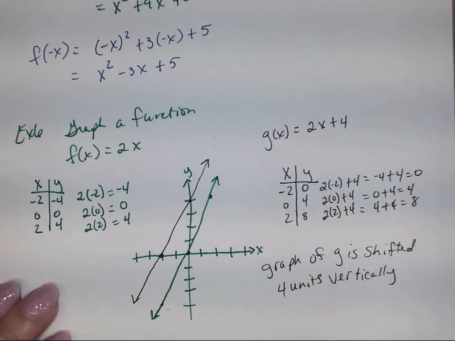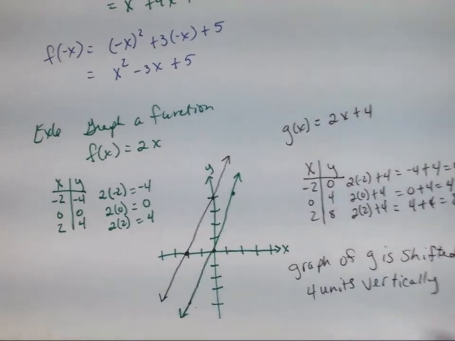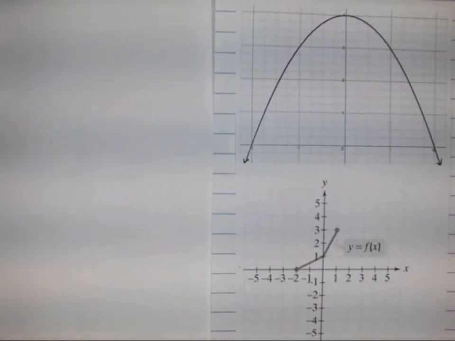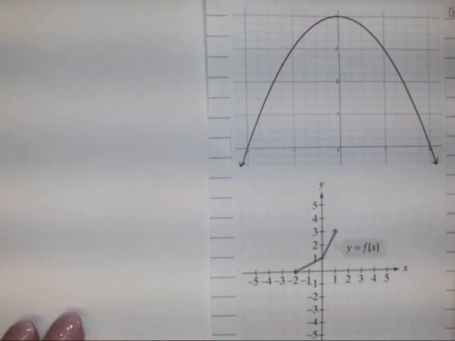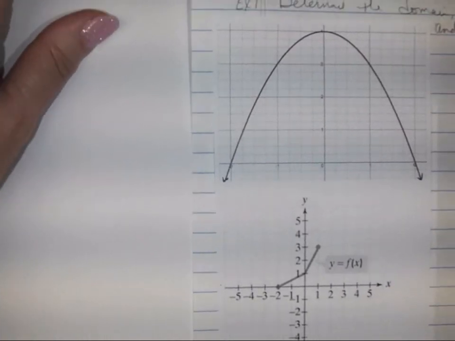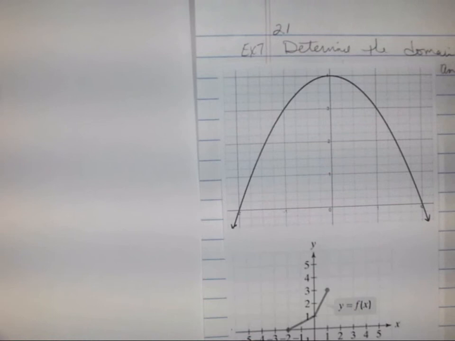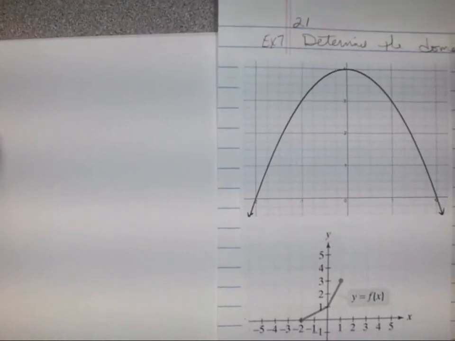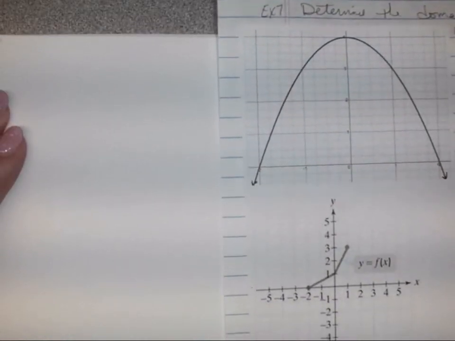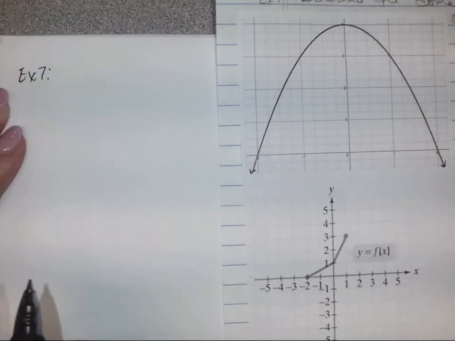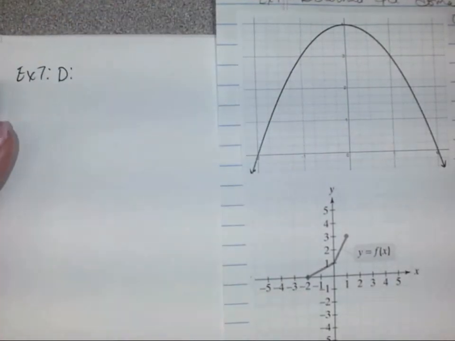All right, so for our next functions, I've got some graphs here. We want to determine the domain, the range, and the x-intercept, the y-intercept. So we're looking at the graph and trying to find some certain things. So this will be example 7. So example 7, first thing I want to find is the domain.